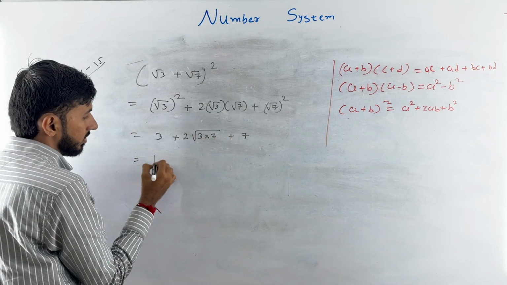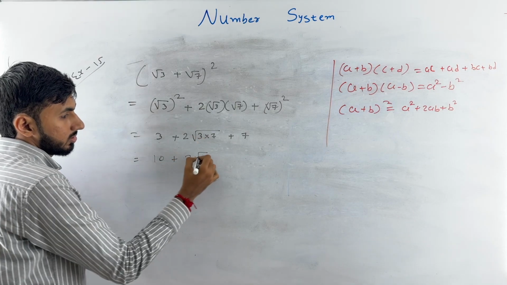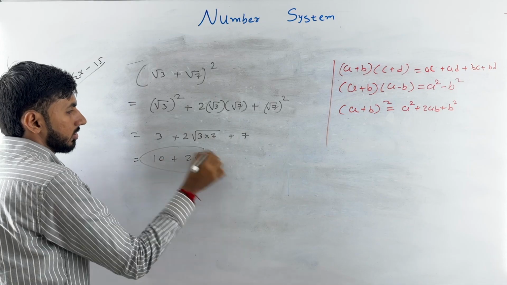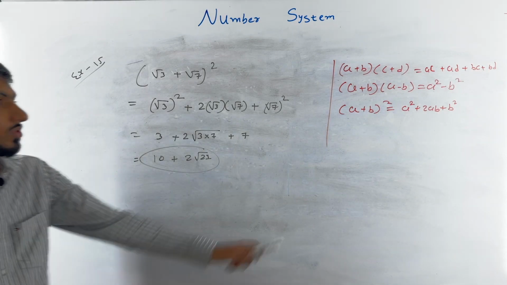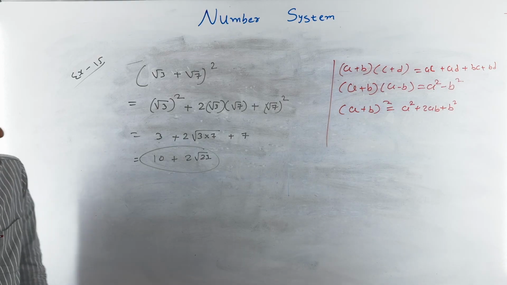Now 3 plus 7 will become 10, plus 2 root 21, as 3 sevens are 21. So it is my final answer. If you know the identity, you just have to put the values instead of a and b, right?